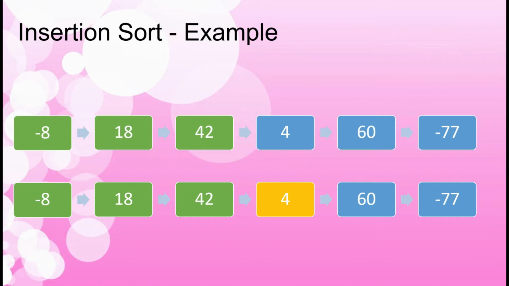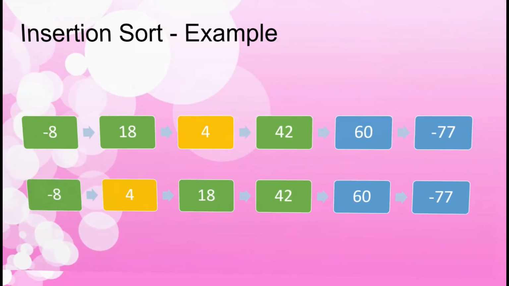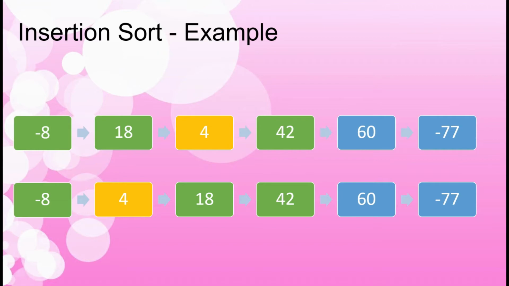Then we compare the next element from the unsorted partition, the 4. We compare the 4 with the 42, we see that the 42 is larger and we swap them. Then we compare the 4 with the other element in our sorted array, the 18, and it is less than the 18, so we swap them. Then we compare it with the first element of our array, the minus 8, and we see that the 4 is larger, so it is at its correct position. So our sorted array now is the minus 8, the 4, the 18 and the 42.